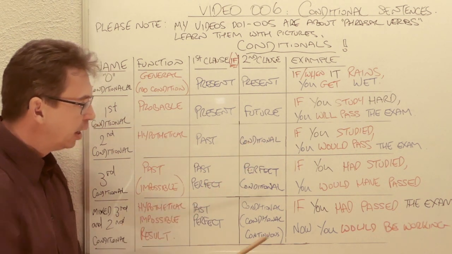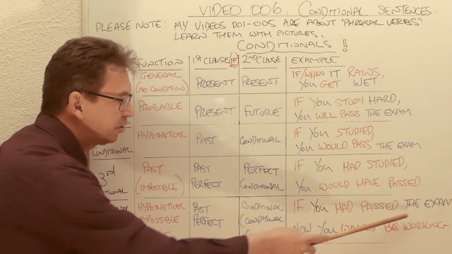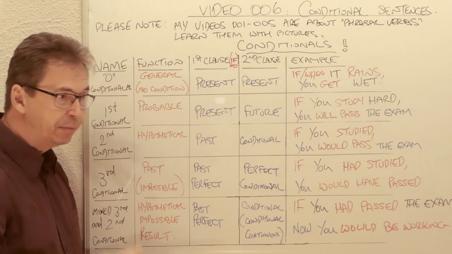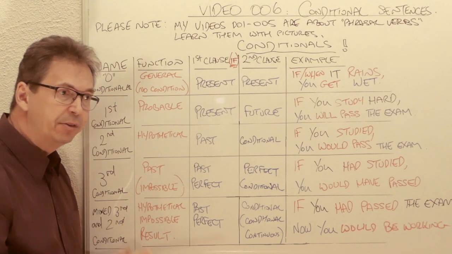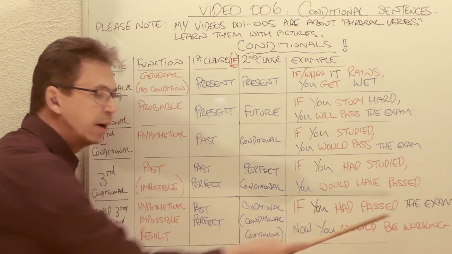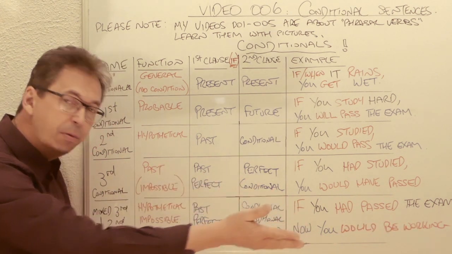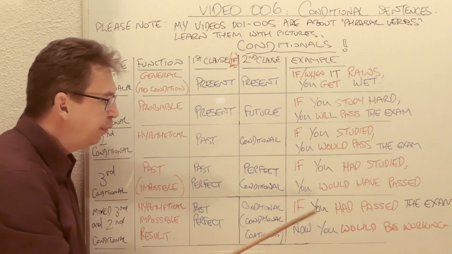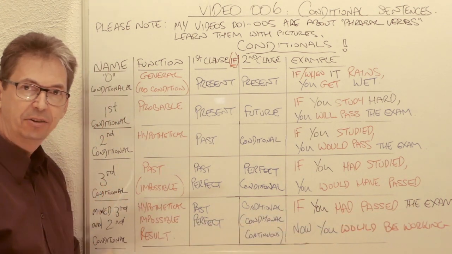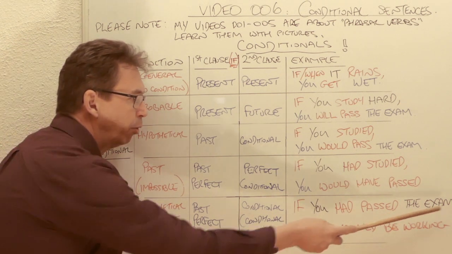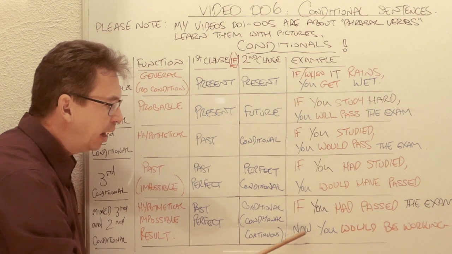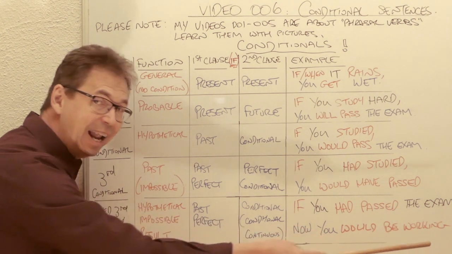Now, I'll give you an example. If you had passed the exam, you took the exam, but if you had passed the exam, maybe you didn't take the exam, maybe you failed the exam, but if you had passed the exam, now you would be working here. You would be working. Well, let's take an example. If you had been born in Italy, my friend always gives me this example. If you had been born in Italy, now you would speak Italian, or now you would be speaking Italian.